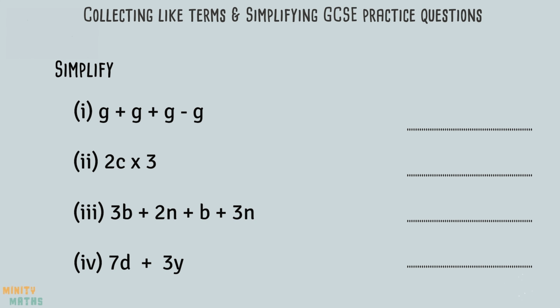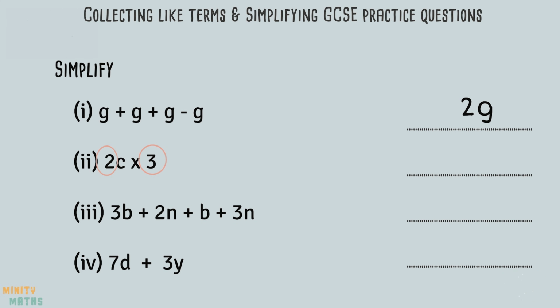For question 1, notice there is a subtraction at the end of the expression. So we have 3 lots of g minus 1g. This leaves us with 2g. The second question asks us to multiply 2 lots of c by 3. For this, we can simply multiply the coefficients together and make sure we include the c. Essentially, we have 3 lots of 2c, so we have 6c.